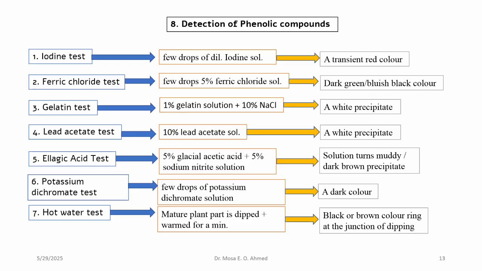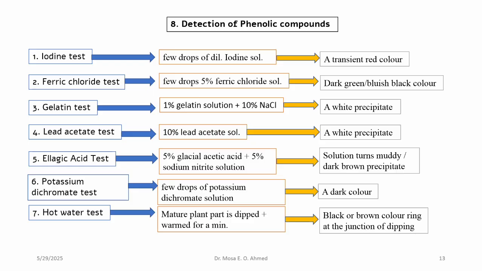The lactic acid test consists of 5% glacial acetic acid beside 5% sodium nitrate solution. This test gives a muddy solution, or the solution turned muddy, with dark brown precipitate. Muddy means viscous or turbid solution with dark brown precipitate.